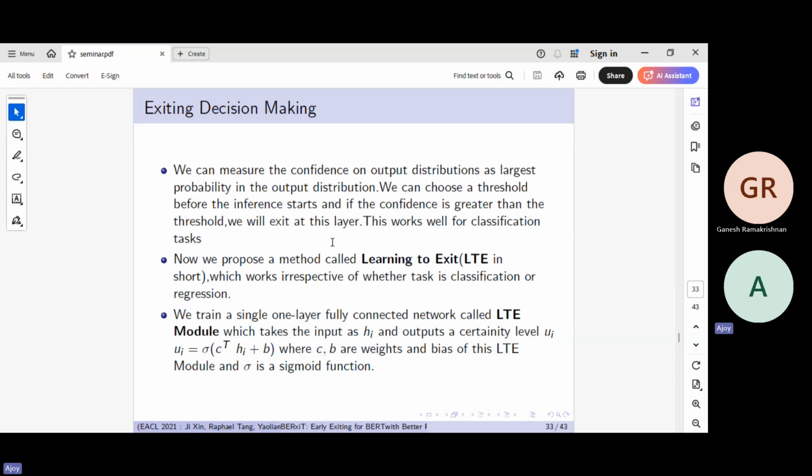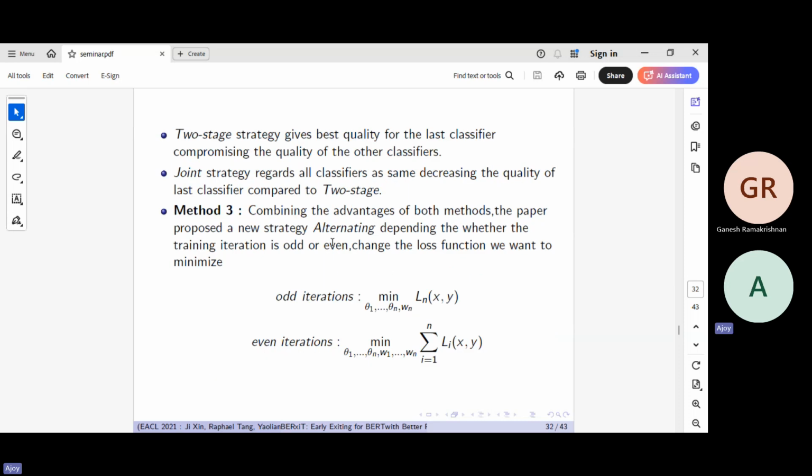And so again, we already said that we will extend the support to regression based tasks. So that's what the exiting decision is. That's what I'm doing.